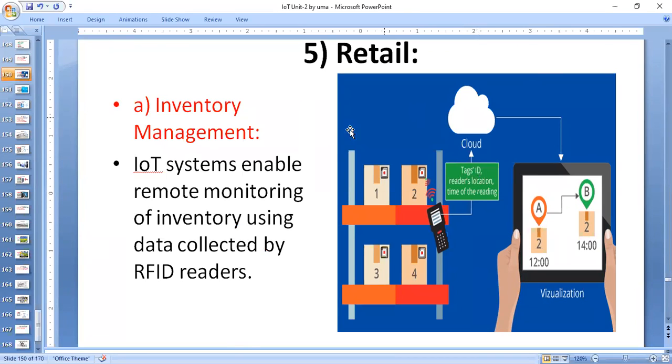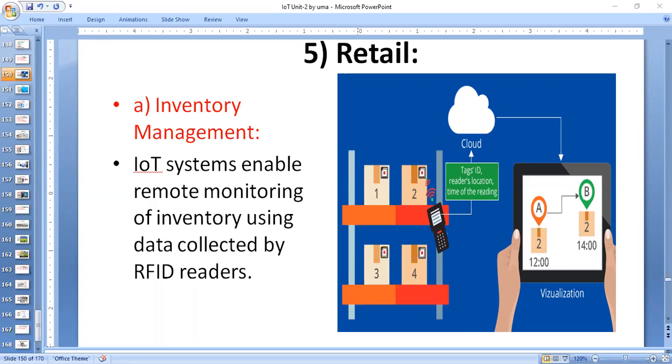Here, an IoT system enables remote monitoring of inventory using data collected by the RFID reader. The inventory management system for retail has become important in recent years with growing competition. Overstock of products can result in additional storage expenses and risk, while understock can lead to loss of revenue.